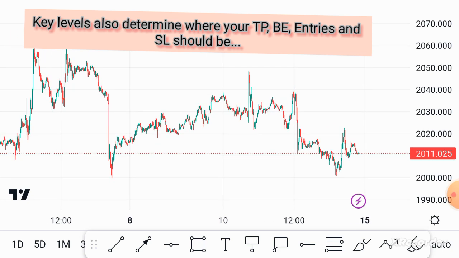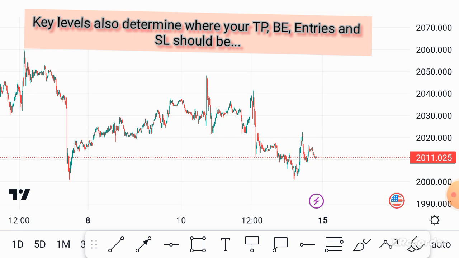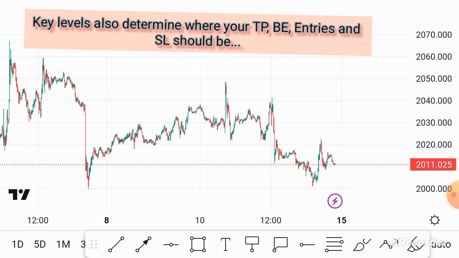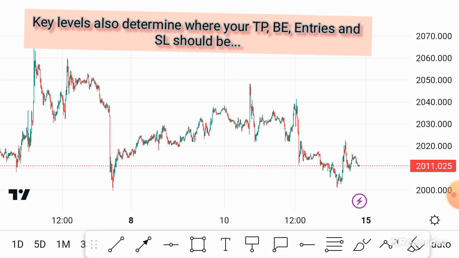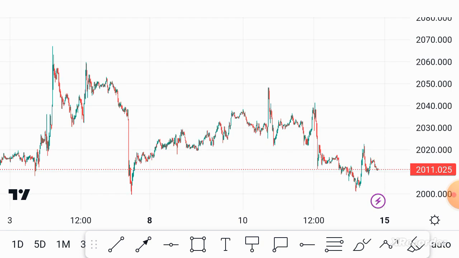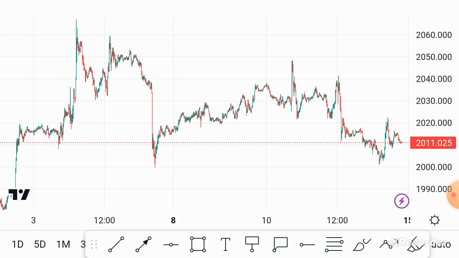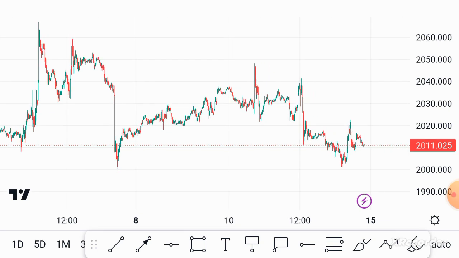Very quickly, I would love to start by explaining what a key level is. A key level, or key levels, are areas or regions where price respected in the past, and it is most likely that price is going to respect those areas or levels in the coming days ahead. Let me take it again: key levels are those areas or regions where price respected in the past and it is most likely that price is going to respect these areas in the coming days ahead.